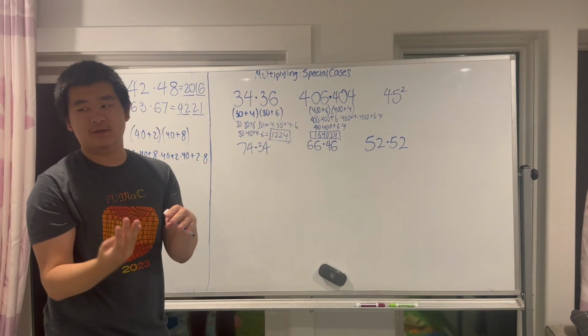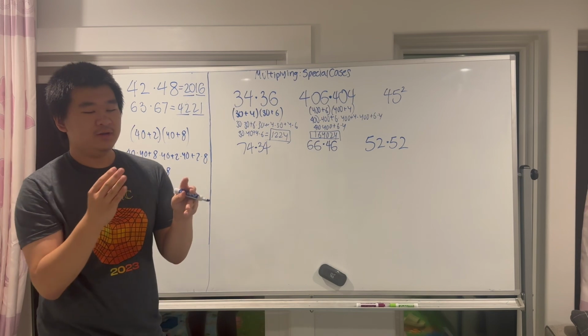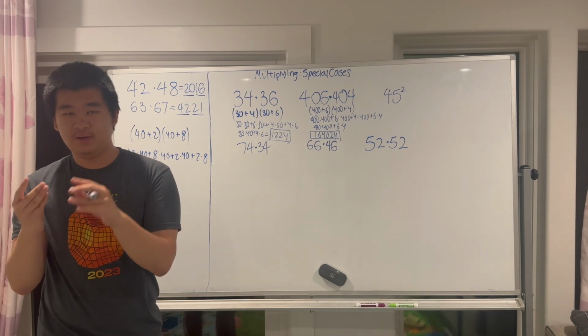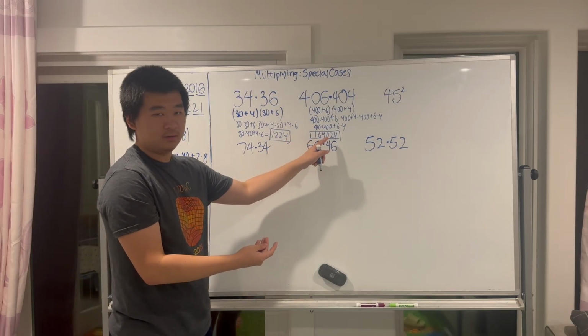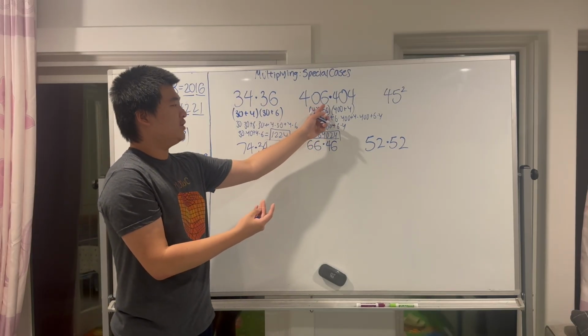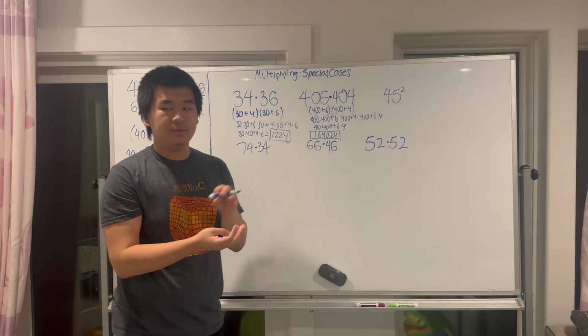So if we do that, then what happens? Well then, at the front we would have 40 times 40 plus 1, which is 40 times 41, which is 1640, right? And at the end we just have 6 times 4, which is 24. And so that really does work.